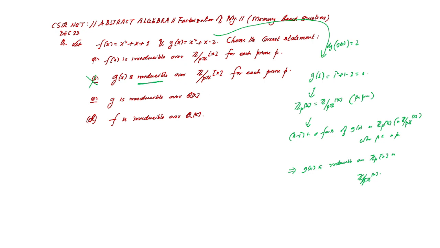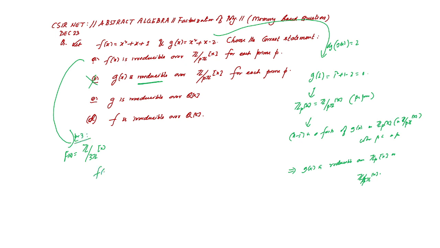Now we come to the next option: f is irreducible over Z_p[x] for each prime. Now just think about it: if you take x = 1, then 1 + 1 + 1 = 3. So just take Z_3, or Z/3Z. In that case f(x) is like this, that means you take p = 3.